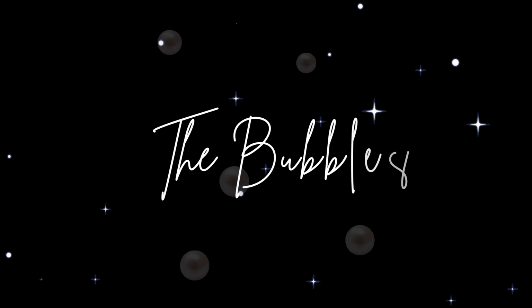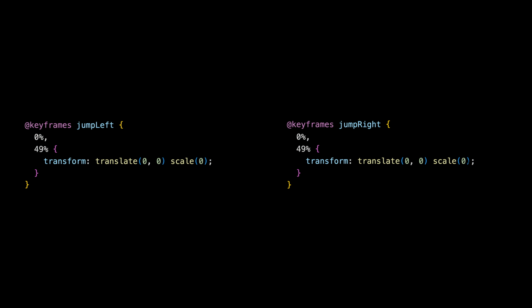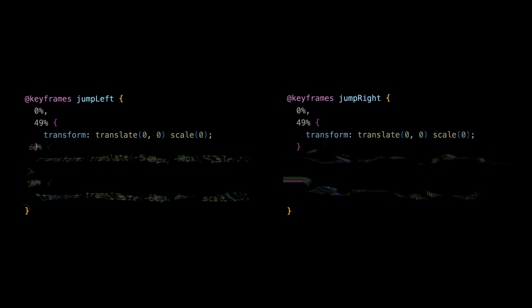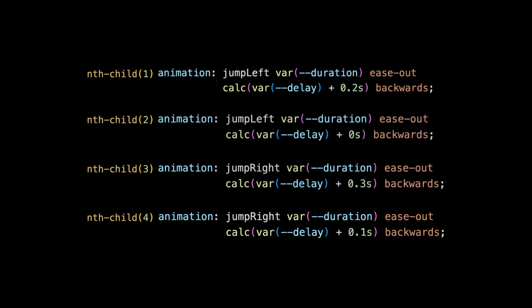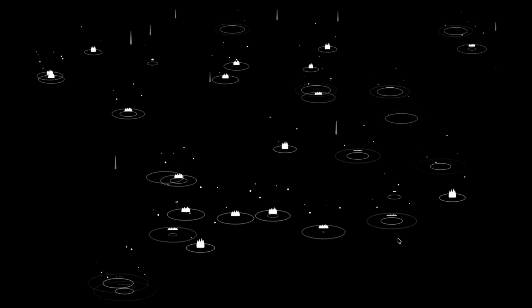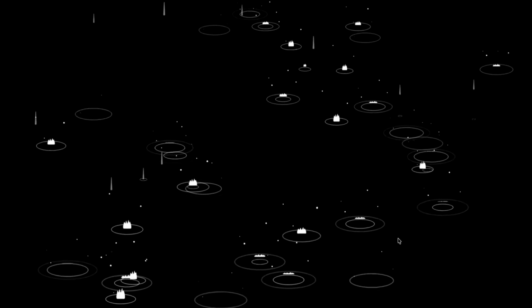Lastly, we have the bubbles. For this, we use two separate animations, one that moves bubbles to the left and another to the right. Both follow the same timing logic. They remain hidden until around 49% when the drop hits the surface. After that, we apply simple translations and scaling. And to make the bubbles look natural, we add additional delay to each bubble. And that's how we can make this amazing rain effect.